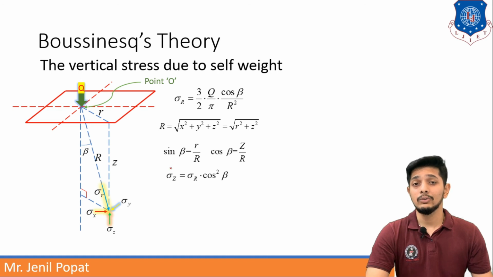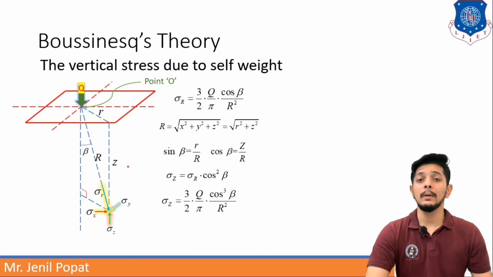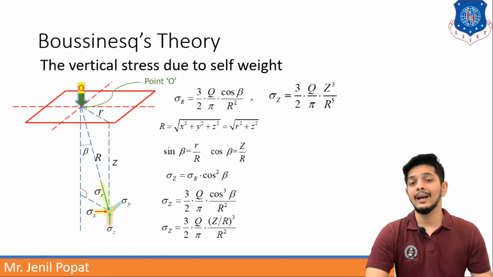Now Boussinesq gave the sigma z equation as sigma z is equal to sigma r into cos square beta. Putting the value of sigma r here, sigma z becomes 3 by 2 q by pi cos cube beta by R square. Now if I put the cos cube beta value here, sigma z will be 3 by 2 q by pi z cube by R cube upon R square. Multiplying R with the denominator, sigma z will be 3 by 2 q by pi z cube by R raised to 5.